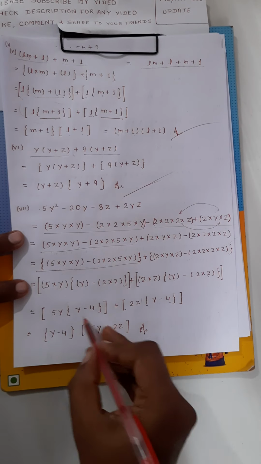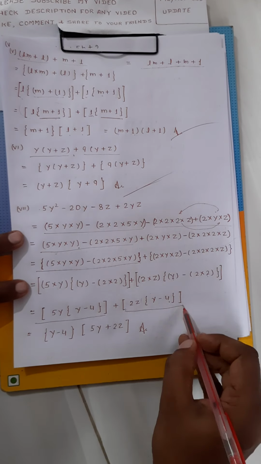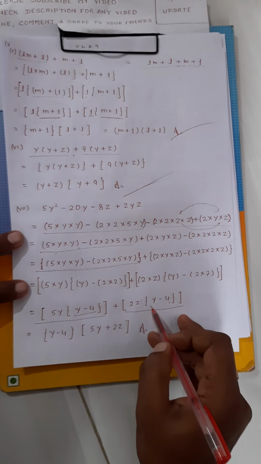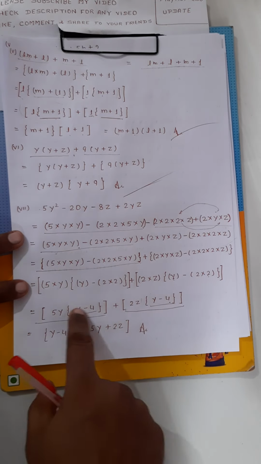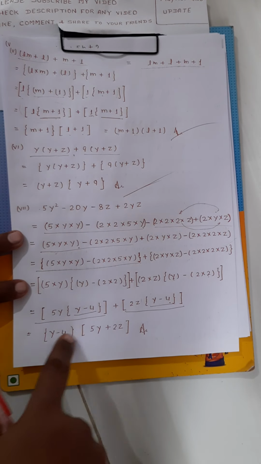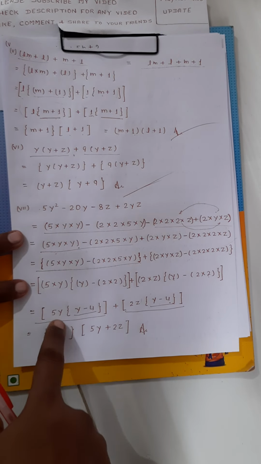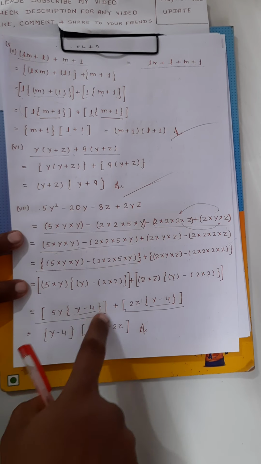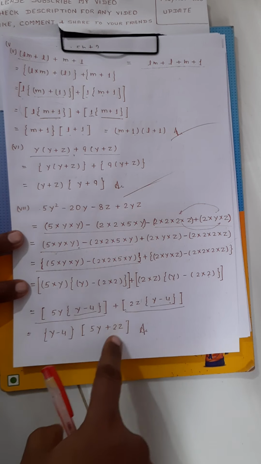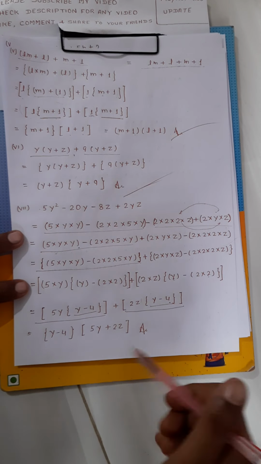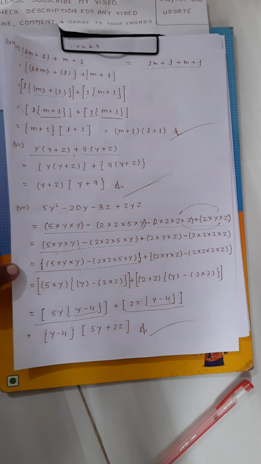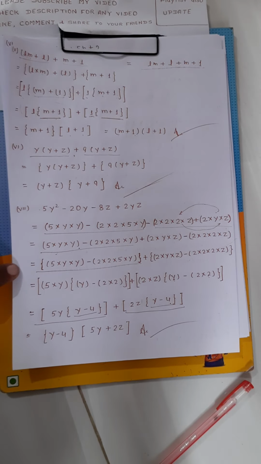Okay, here if you see these two terms, y minus z, y minus 4 is here, also y minus 4 is here, so we can take out y minus 4 from both of these terms. So we take out y minus 4, and now if you take y minus 4 from here, then 5y will be left here and 2z will be left here, so our value becomes y minus 4 into 5y plus 2z. Okay, understand?